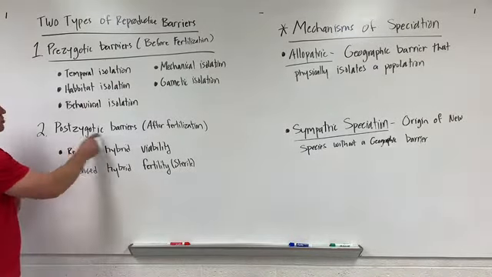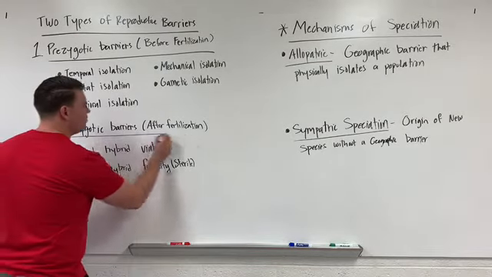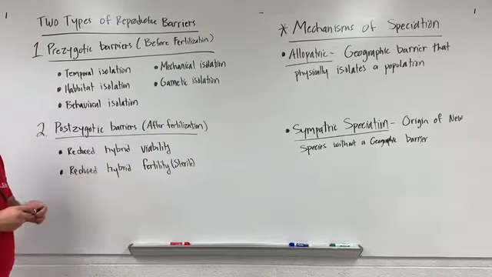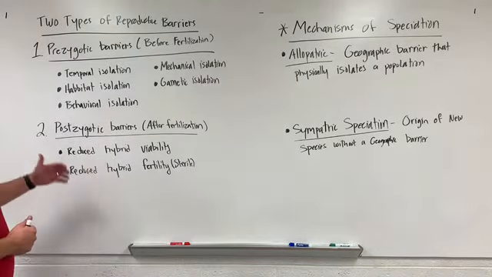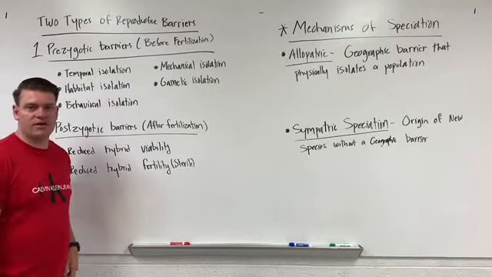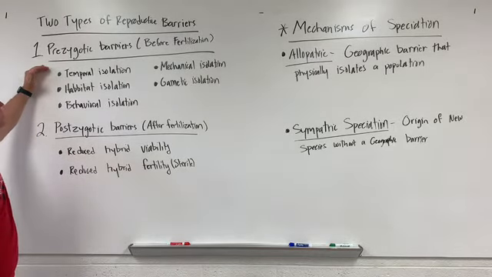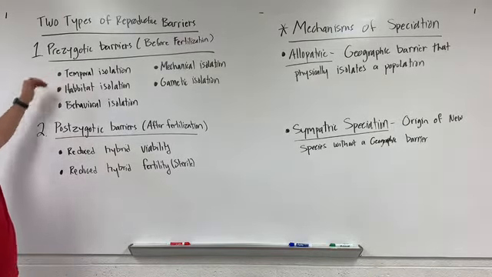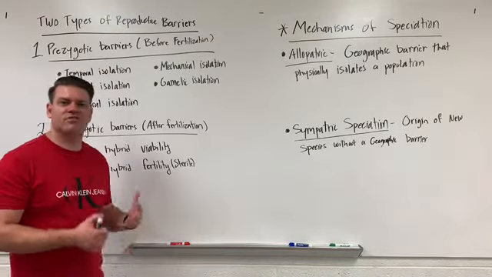And then we have our postzygotic barriers, and these are barriers after fertilization. Here our egg and sperm were able to come together, but there were still barriers that didn't allow them to become viable and fertile offspring like we saw in our definition. All right, so let's first talk about our prezygotic barriers. Our first one could be temporal isolation. Temporal isolation is about time or seasons.